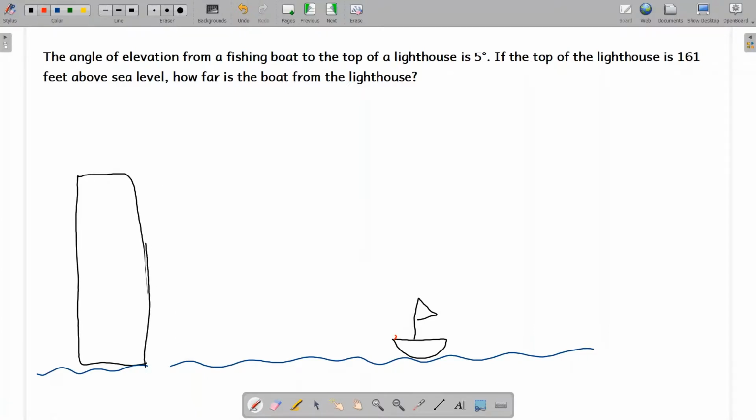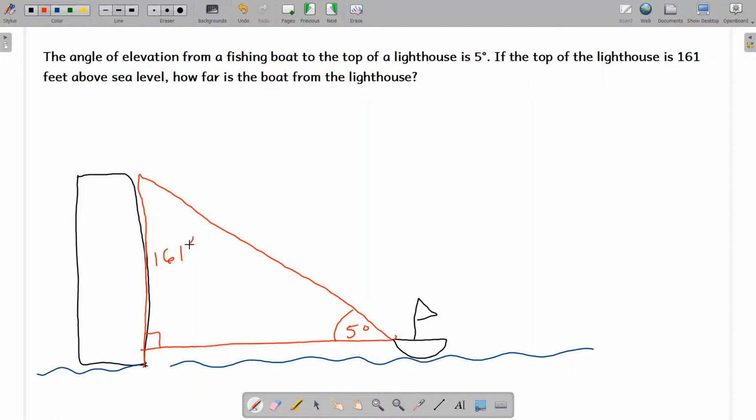Okay, the lighthouse. Our triangle is going to be here. There we go. The angle of elevation would be this angle looking up from the boat to the top of that lighthouse. And we know that that's 5 degrees. Now, it says that the top of the lighthouse is 161 feet above sea level. So that means that this part is going to be 161 feet.